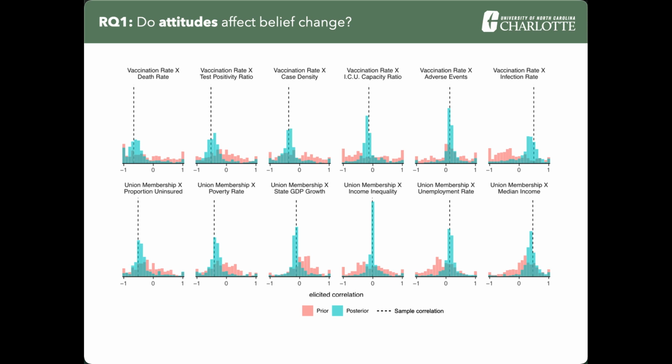All right, so let's look at some results for this first research question. So these plots are showing the distributions of prior and posterior beliefs for each of those pairs of variables that I showed before. The prior distributions shown in pink start off relatively diffuse, with participants having a range of different beliefs about each correlation. The vertical dashed lines represent the true correlation shown by the data. And what you can see is that the posterior distributions shown in blue strongly converge toward that sample correlation. So there's evidence that people are changing their beliefs in response to the data.